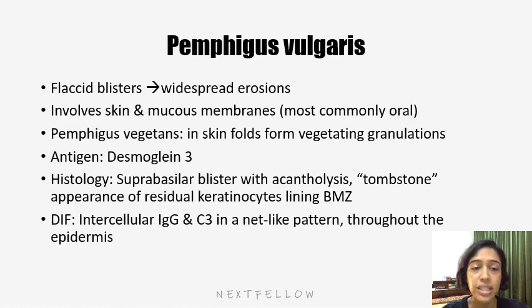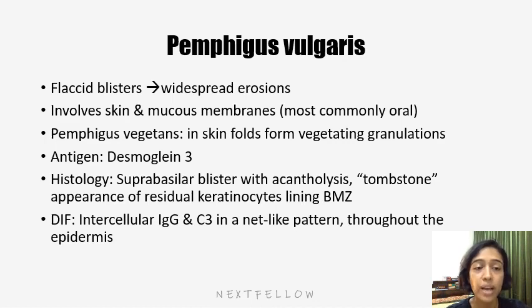Pemphigus vegetans is a variant of pemphigus vulgaris. This occurs in the skin folds and they form vegetating granulations. It's a less common variety. The antigen in pemphigus vulgaris is mostly desmoglein 3 and less commonly desmoglein 1. Okay? These are again the intercellular connections in the epidermis.